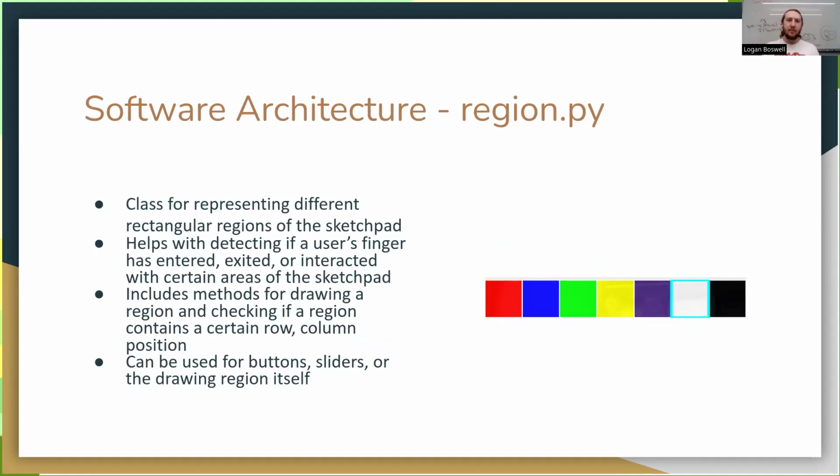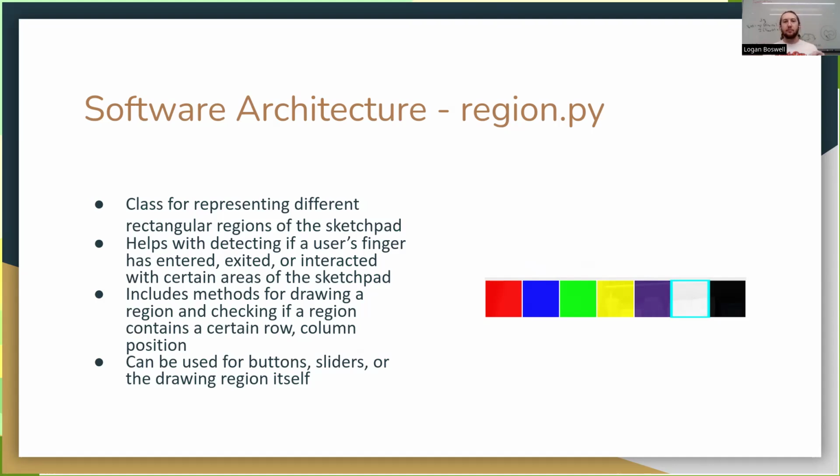And then another class is the region class. So this is for representing different rectangular regions of the sketchpad. I have a picture over here of just some of the color buttons, the colors you can select to use in the actual application. The region class can be used to create different areas.